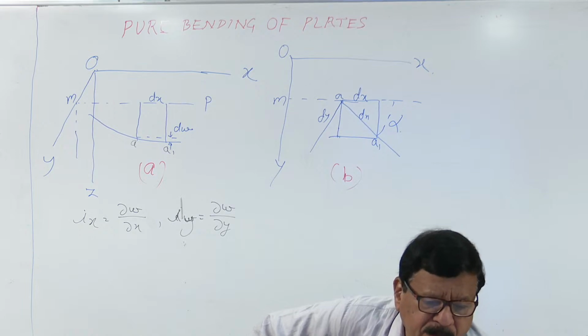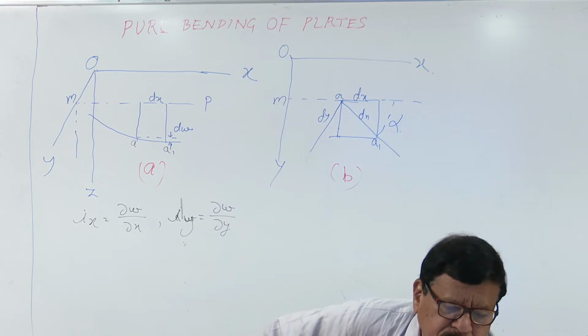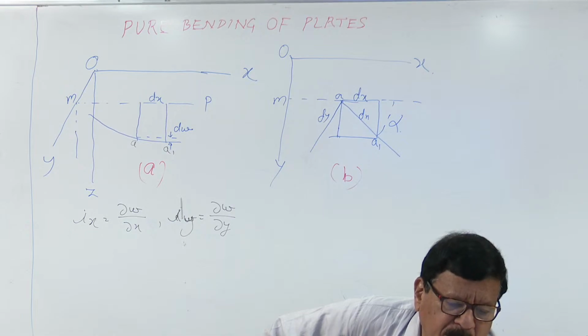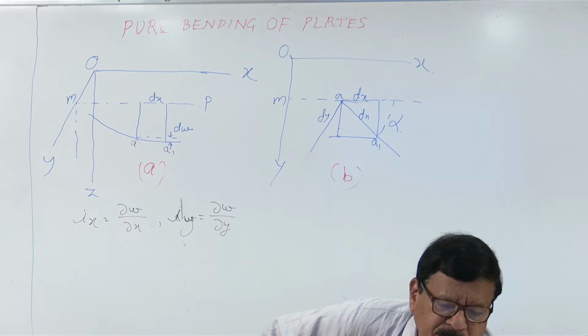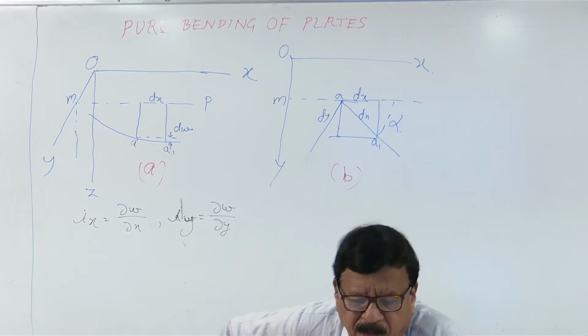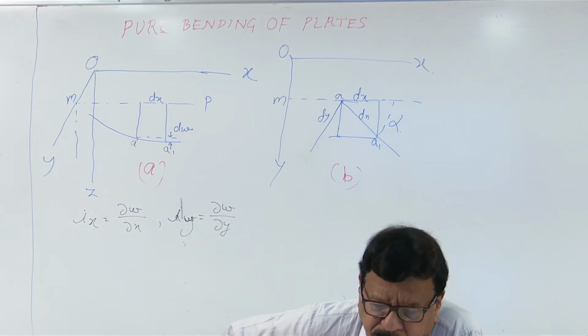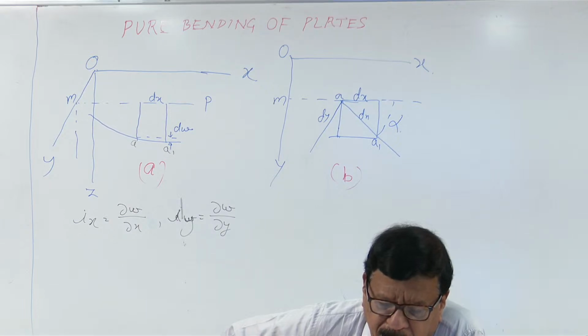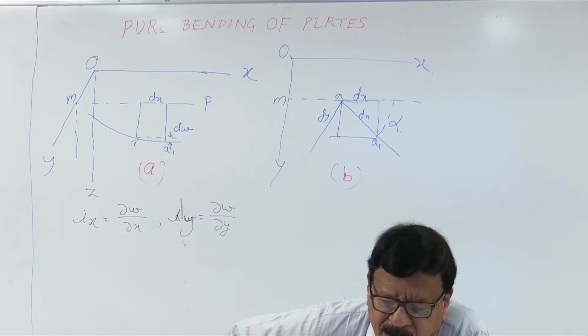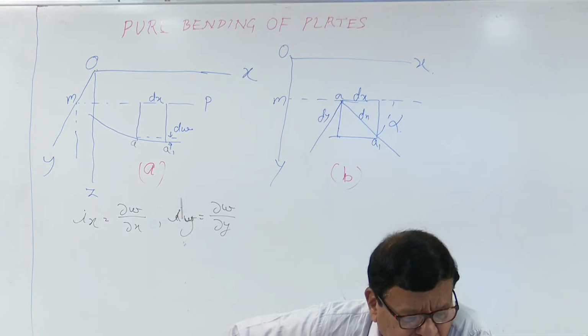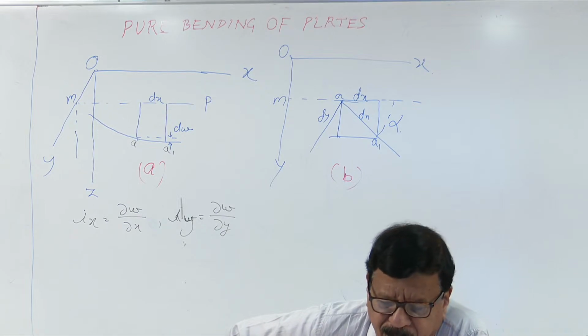The difference, now before that, if we take any direction n, making an angle alpha with the x axis.